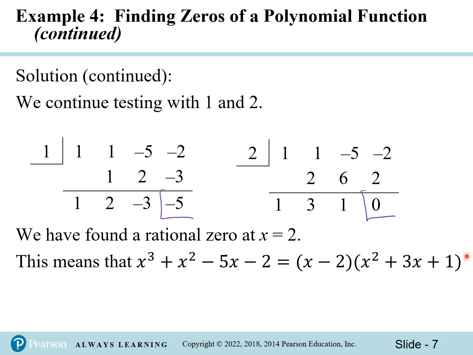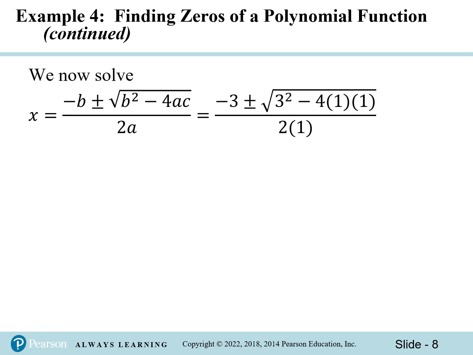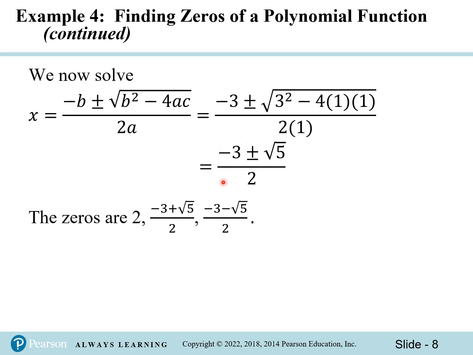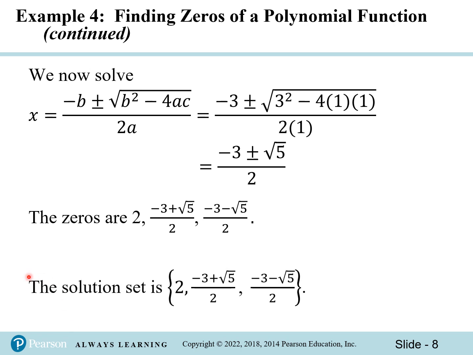Now we need to solve x squared plus 3x plus 1. Unfortunately, that's not factorable because there are no factors of 1 that add up to 3. So that is a quadratic formula problem. When I solve with the quadratic formula, I will have -3 plus radical 5 over 2 and -3 minus radical 5 over 2, and 2 is my last zero. I can write this in set builder notation, and I just include them in the brackets.